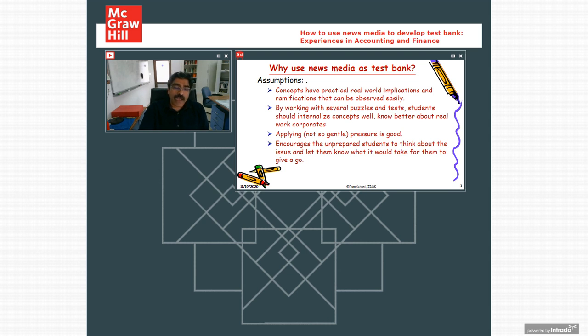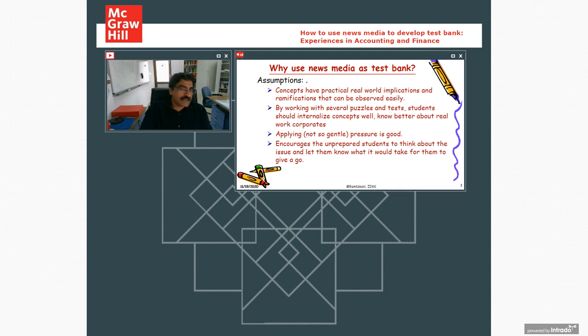And there is an assumption that if you include them in a test bank, you are applying pressure, which probably is good. That is, there is that threat that if you don't do well in a test, your marks would be relatively lower. And in that sense, there is also this assumption that a good student needs to go through some amount of pressure cooker situations. You can't be great just by being goody goody out there. Once in a while, you need to get tested as well.